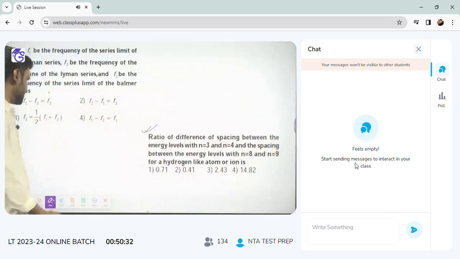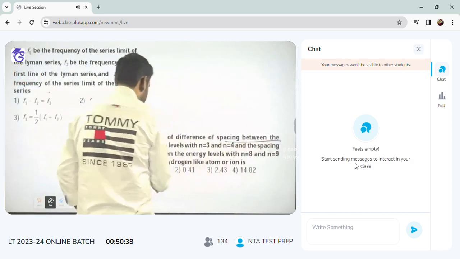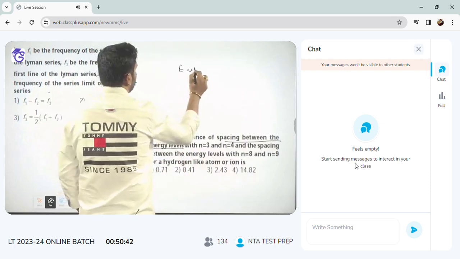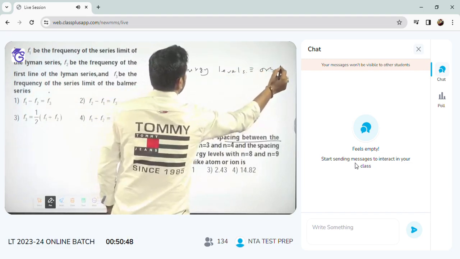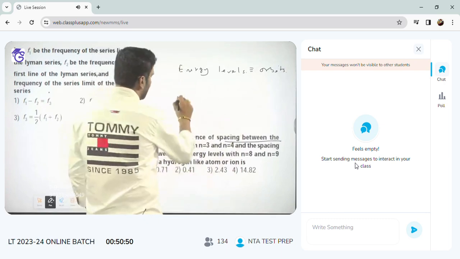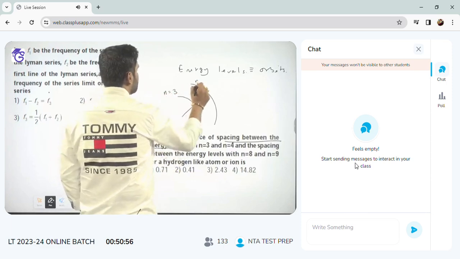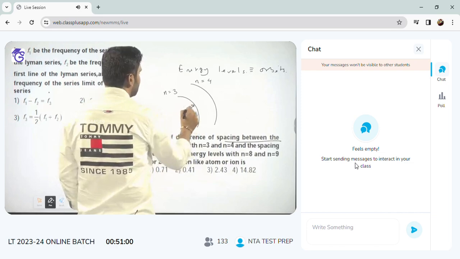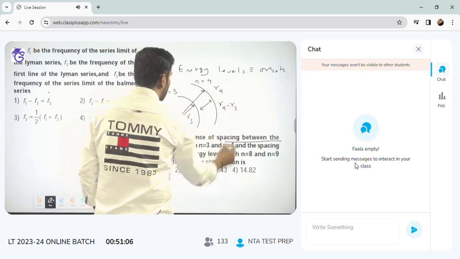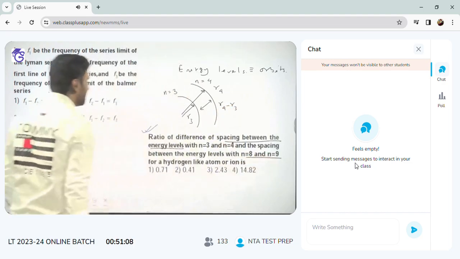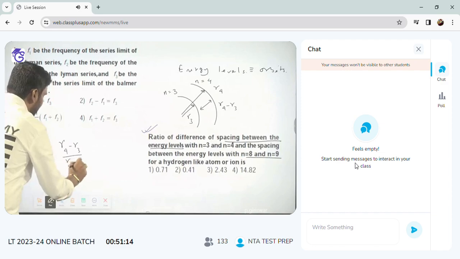देखो बहुत simple है. What is the simplicity in this question? Try to understand what they are saying. They are saying difference of spacing between the energy levels. Sir, you told us energy levels means they are nothing but orbits. All right. So if they are orbits, suppose this is n equal to 3, this is n equal to 4. This is R3, this is R4. Spacing means they are asking R4 minus R3. What is the other quantity? R9 minus R8. So they are asking R4 minus R3 divided by R9 minus R8.